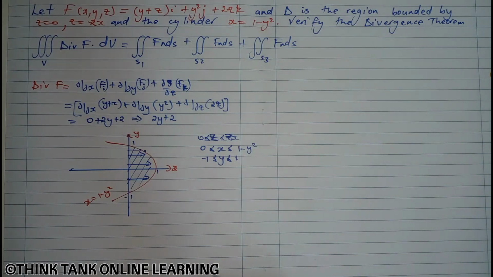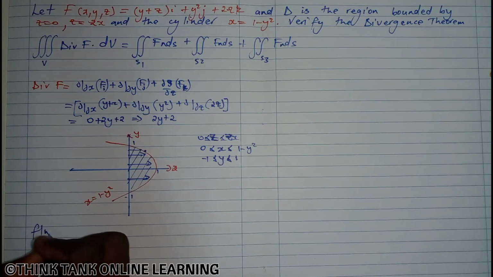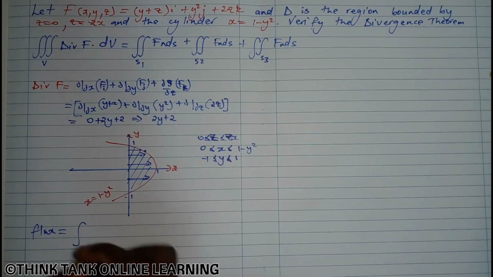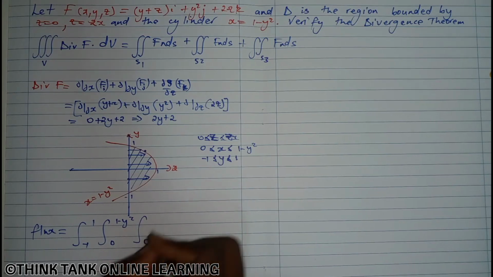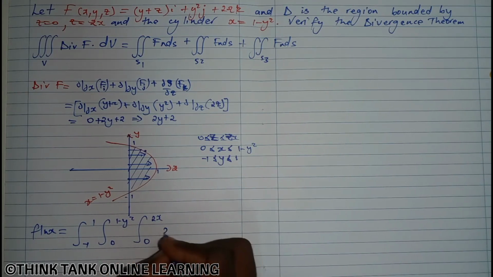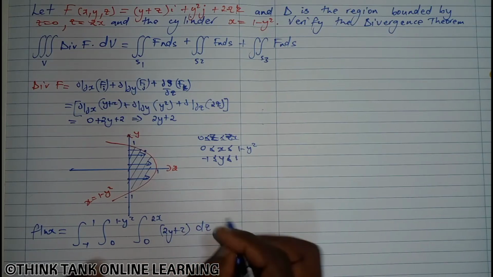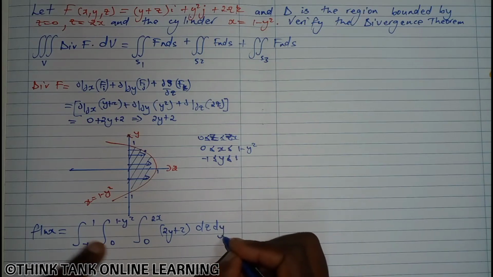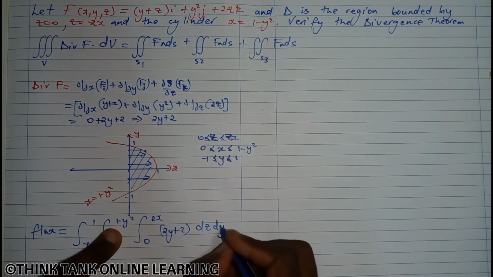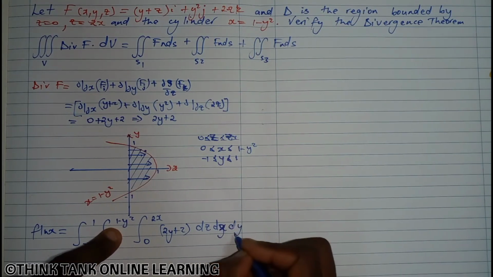So I'm going to write that the flux is going to be equal to the triple integral. We have negative 1 to 1, and 0 to 1 minus y squared, and 0 to 2x, and we have the divergence 2y plus 2. I'm going to write dz, and this is dx, sorry, and I'm going to have dy.